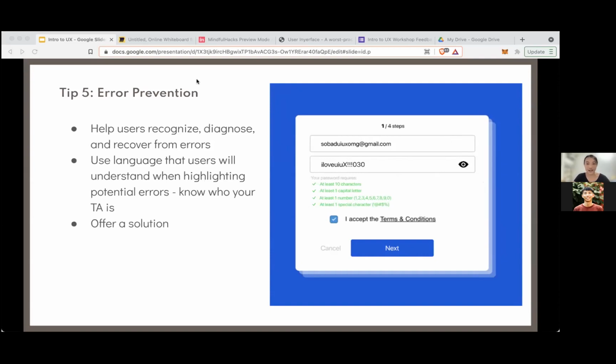So the tip we can learn from here is error prevention. Help users recognize, diagnose, and recover from errors. This means letting the user see their password and highlighting the password requirement when the password matches it. So green means approved, success, and pass, and you wouldn't use red to symbolize that you have met the requirement, right?